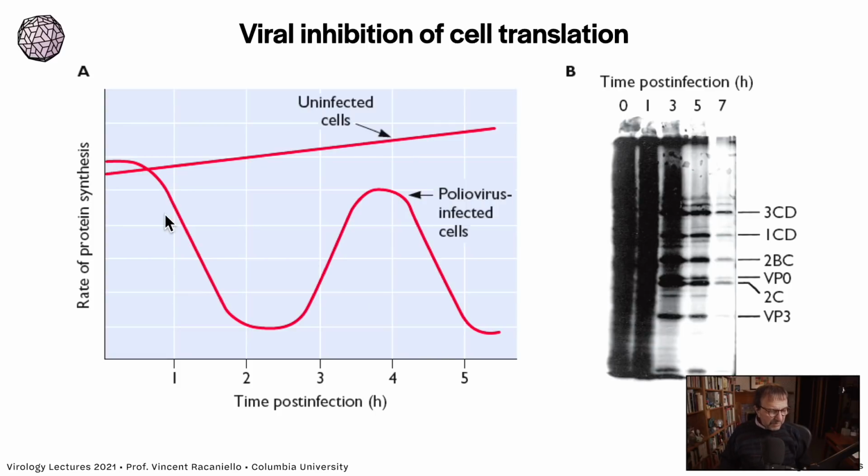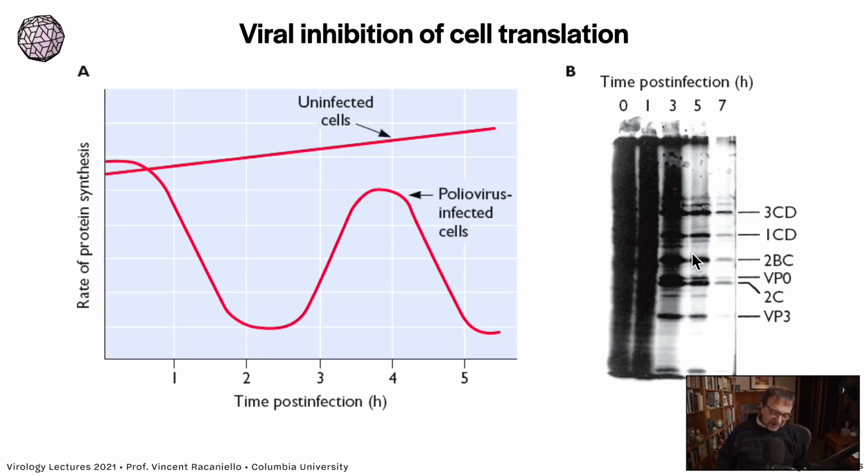So here's an experiment where cells are infected with poliovirus, and then at different times post-infection, we're looking at the rate of protein synthesis. You can see by 2 hours, the protein synthesis has gone way down. Then it starts to go up again as viral protein synthesis replaces that of the cell. So we have initially an inhibition of cell translation, replaced by viral translation, and eventually the cells die. It's very quick, 5 hours. And uninfected cells continue to make protein as normal, of course.